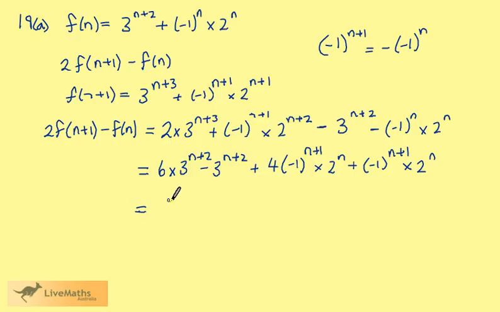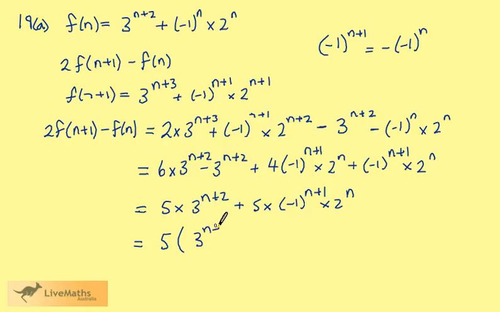So that gives us 5 times 3 to the n plus 2 plus 5 times negative 1 to the n plus 1 times 2 to the n. And we can take out the common 5. So that's 5 into 3 to the n plus 2 plus negative 1 to the n plus 1 times 2 to the n.